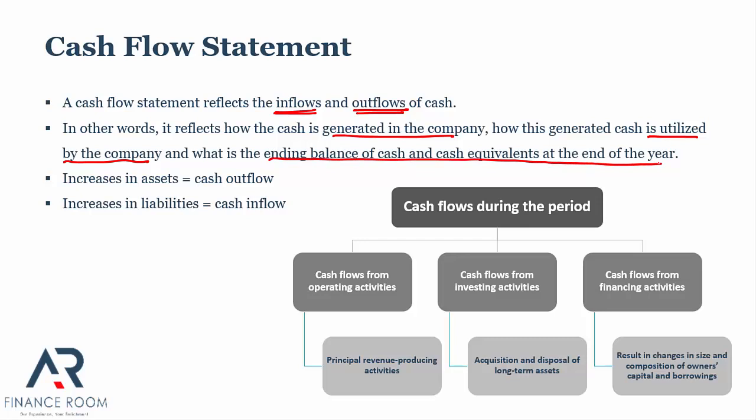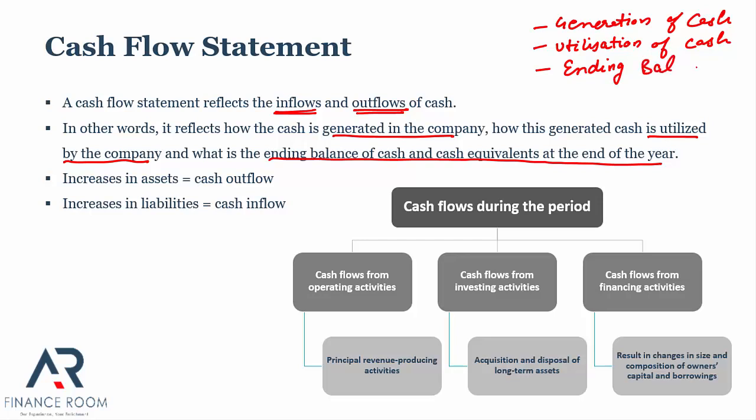All right, so it shows three things. First, how cash is generated, then utilization of the generated cash, and ending balance of cash and cash equivalents. Okay, two important points here that you need to know while working on the cash flow statement, guys. Whenever you see an increase in current assets, that is your cash outflow.